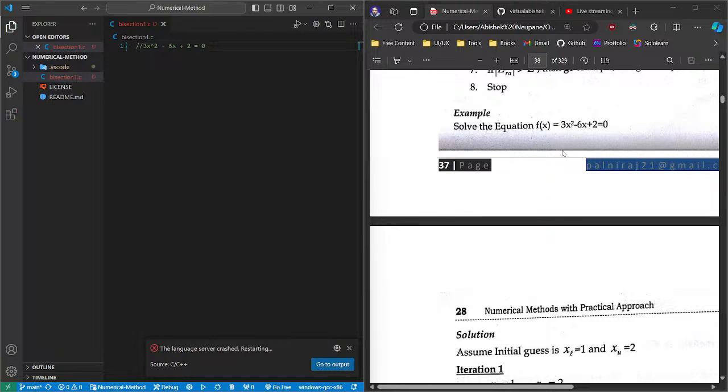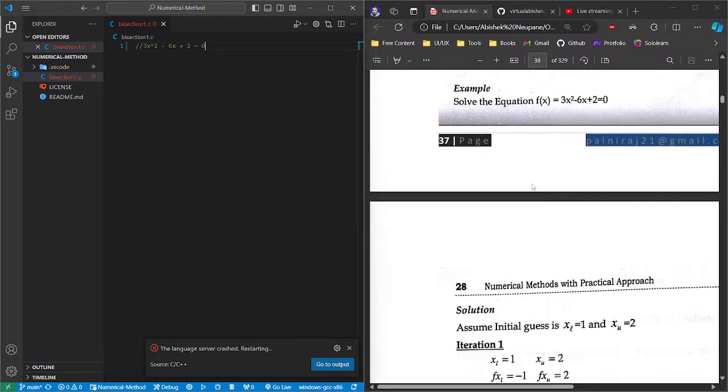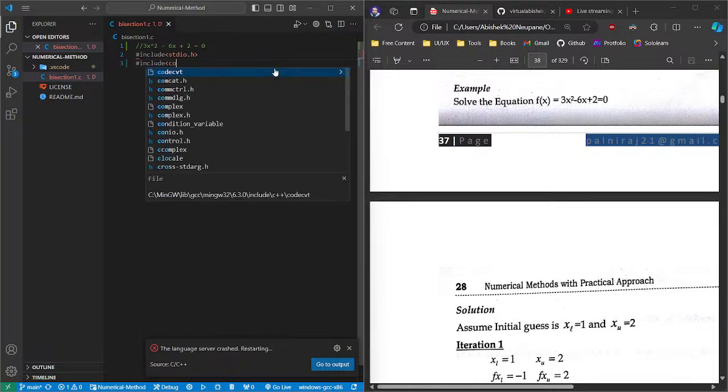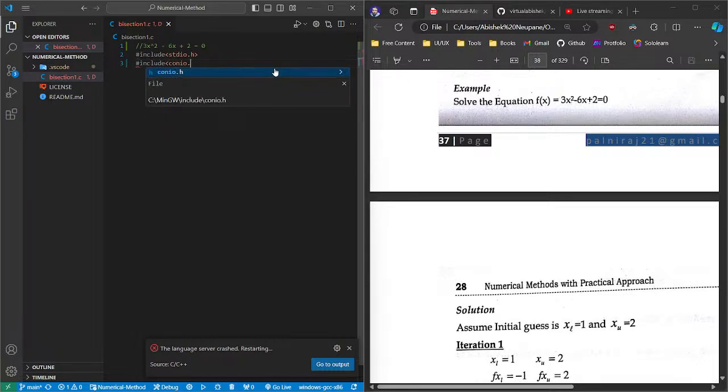Let's start. First of all, not doing anything too fancy, I should declare the header files: stdio.h, and let's also include conio.h.